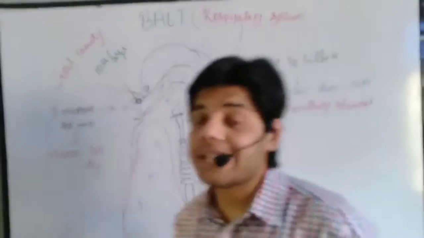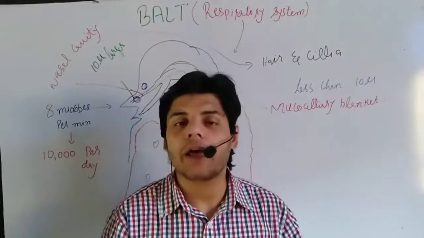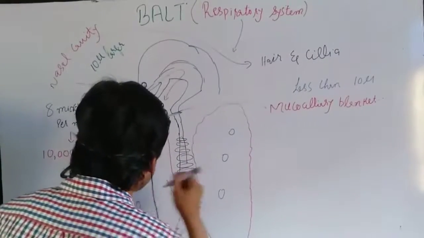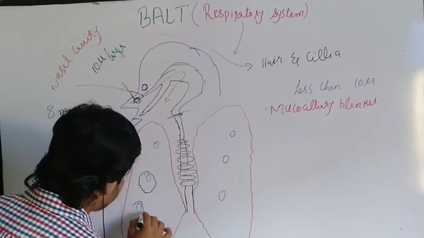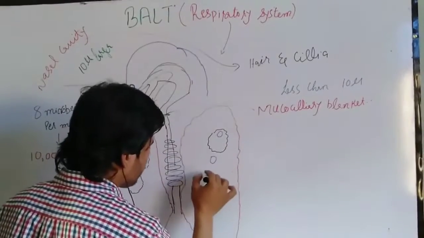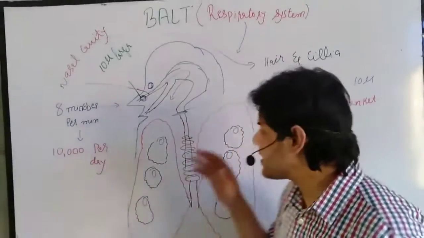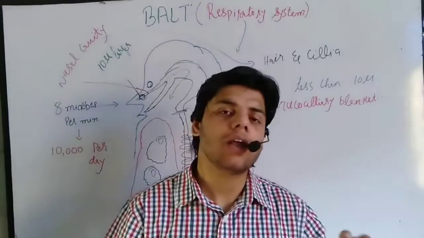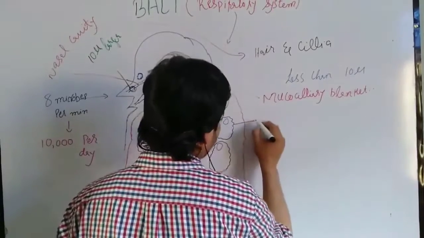Now inside the lungs there are alveoli, and inside the alveoli macrophages are also present. Let's say these are the macrophages. The macrophages can engulf the microbes, break them down into small fragments, and again perform their processes. These macrophages are also called alveolar macrophages.